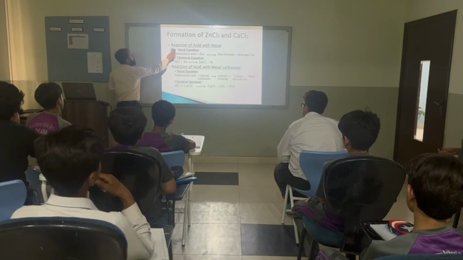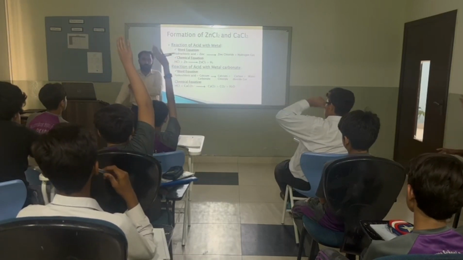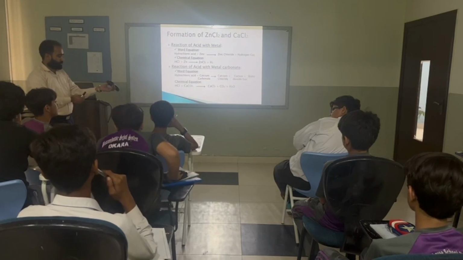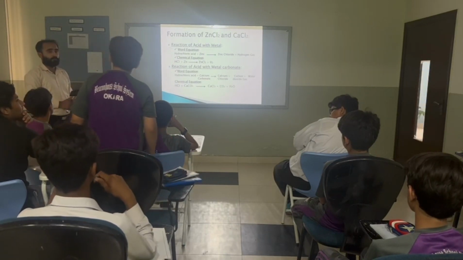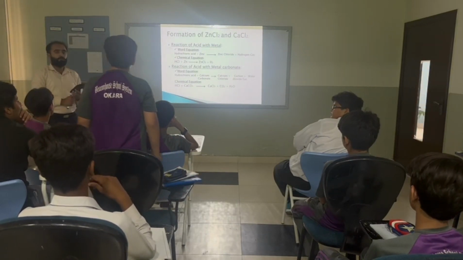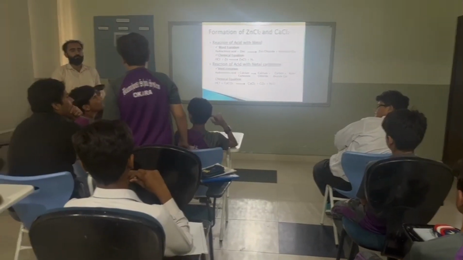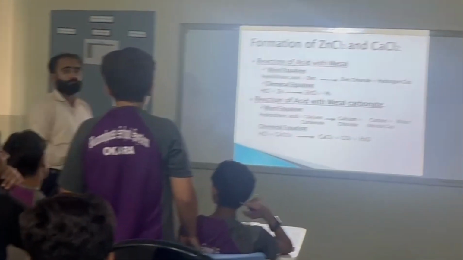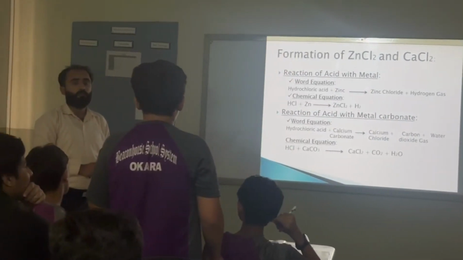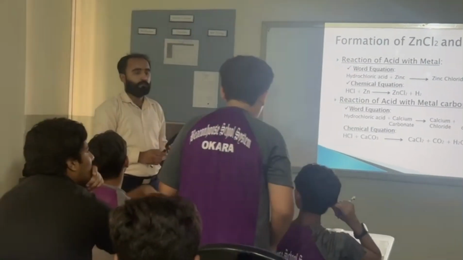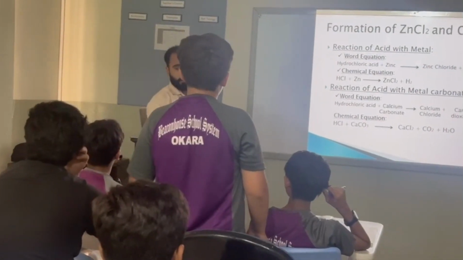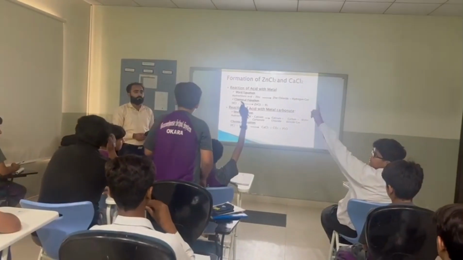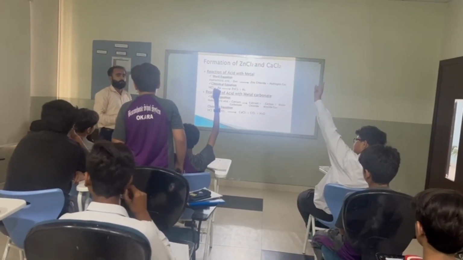Anyone of you who would like to explain the previous slide? Yes, Mr. Ashok. Sir, in the previous slide, we have read how salts are formed. There are two ways to form a salt: react an acid with a metal, and the products will be salt and hydrogen. And if we react the acid with a metal carbonate, we will have water, carbon dioxide, and salt.